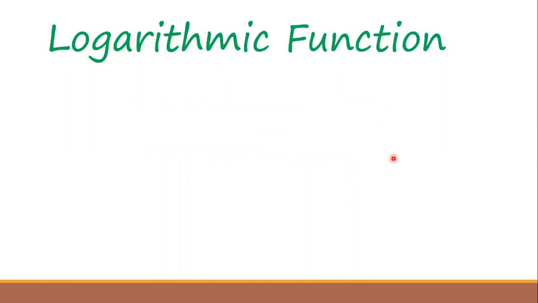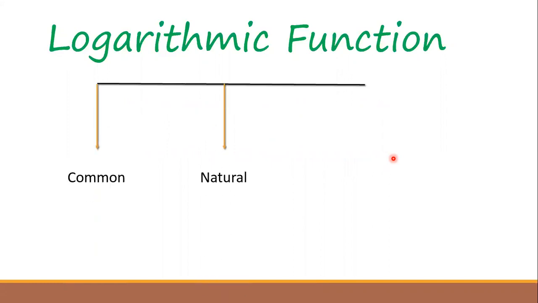Mainly, the logarithm function can be classified into three sub-functions on the basis of their base. Number one is common log, number two is natural log, and number three is binary log. These are the three basic classifications or types of logarithm: common, natural, and binary log.